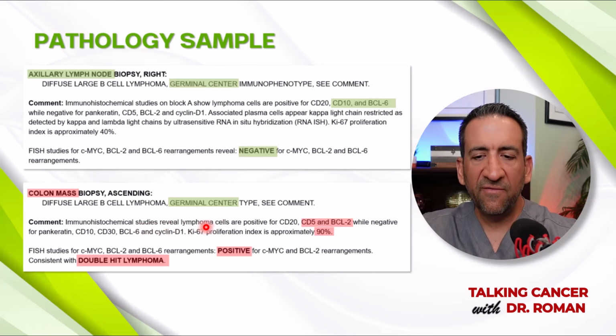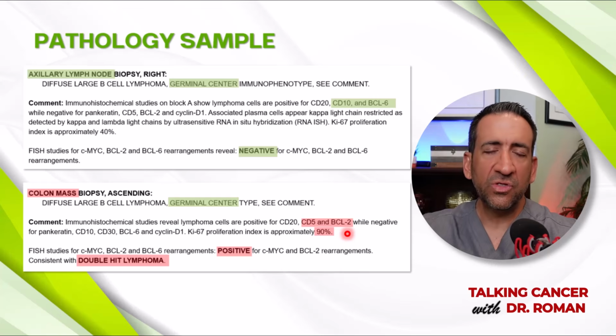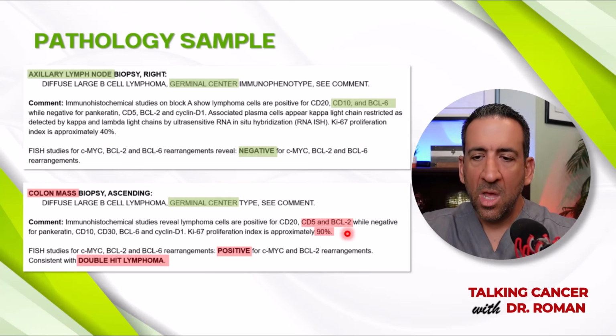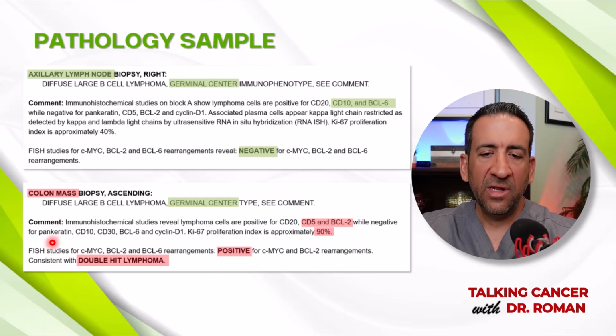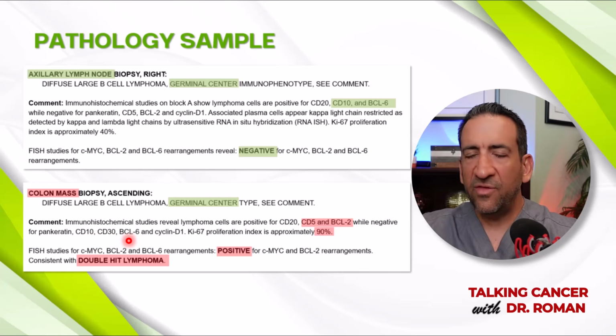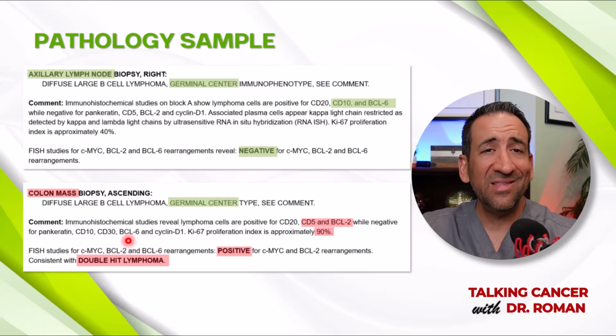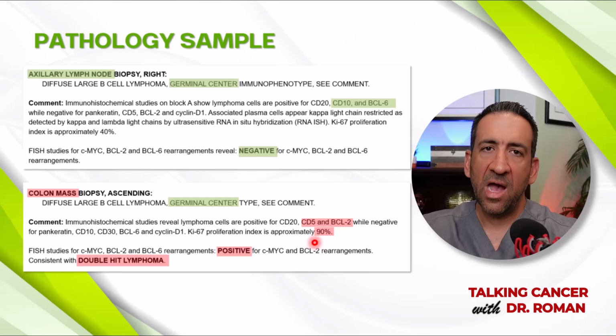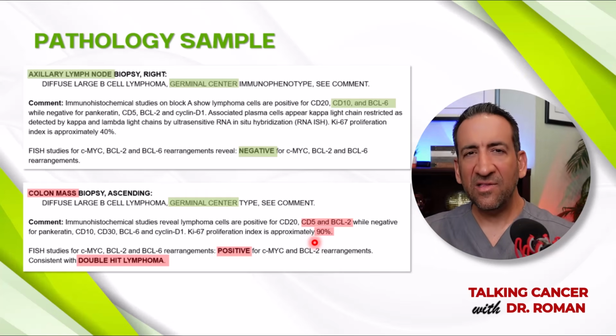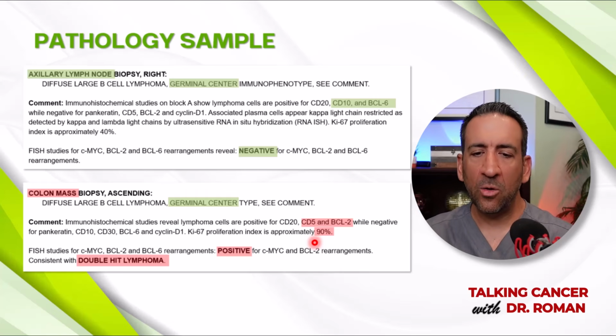Immunohistochemical studies reveal that the lymphoma is positive for CD20, again, telling you it's a B-cell lymphoma, CD5 and BCL2. So these are positive in this case. And you already know CD5 and BCL2 are not favorable. While negative for pankeratin, CD10, CD30, and BCL6. Remember, all 3 of these are favorable. In this case, they're all negative. So that is not good. And the Ki67 is 90%, very high. So again, it's in keeping with the fact that this lymphoma is an aggressive, rapidly growing lymphoma.